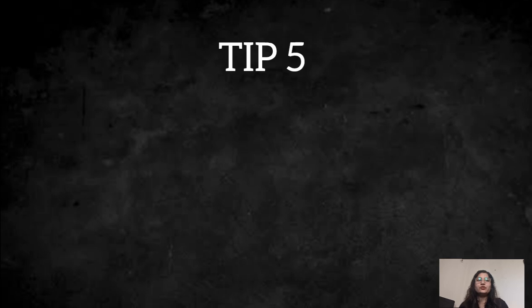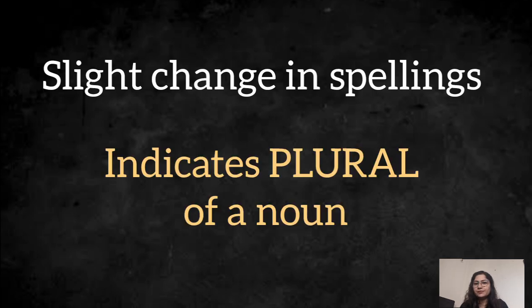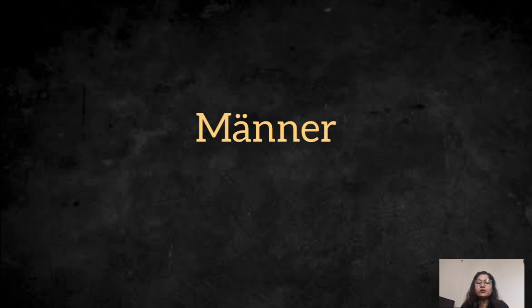And tip number 5 for you today is when you notice a slight change in the spelling or an umlaut in the spelling of a word which you already know, most probably that is just a plural. So no need to learn it as a new word, just learn it as a plural. For example, when you see the word Männer. So here you see it looks almost like the word Mann, but a slight change in the spelling. So this is a plural of Mann, which is men.